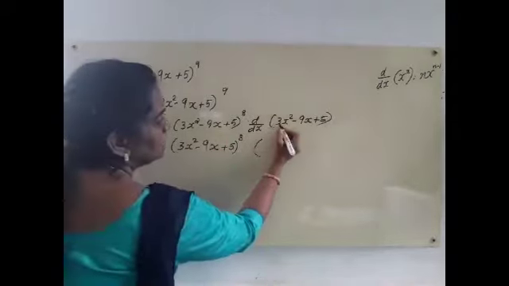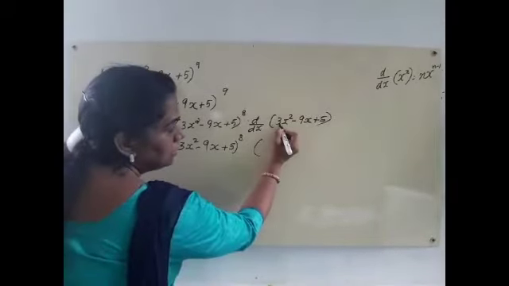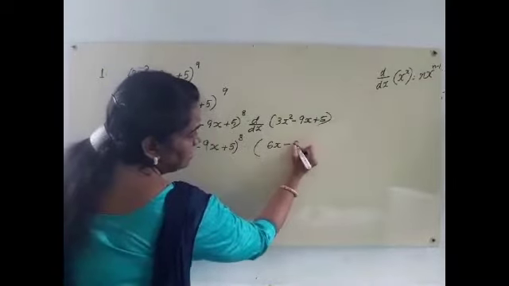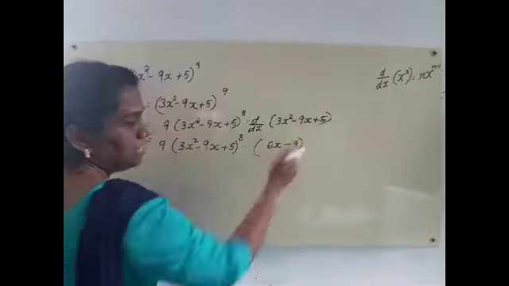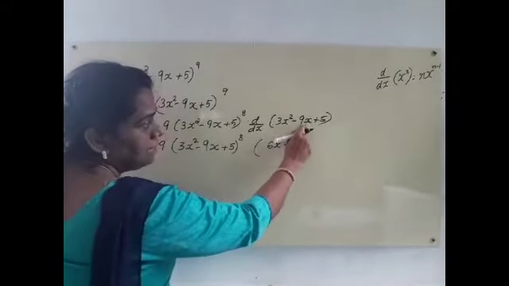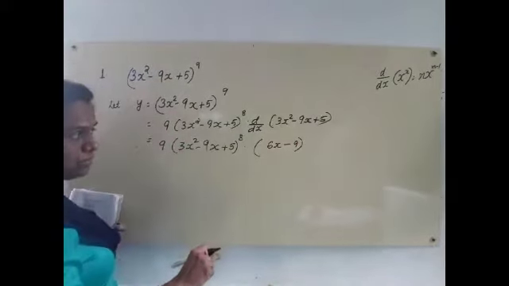3x square. 3 is a constant number. X square, its derivative is 2x. 3 into 2x, that is 6x. Minus 9x, derivative is minus 9. Plus 5, a constant number, its derivative is 0.